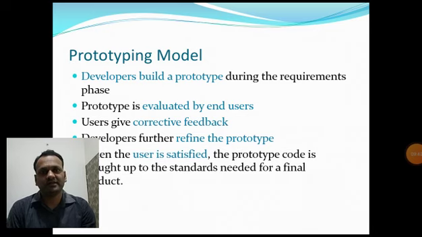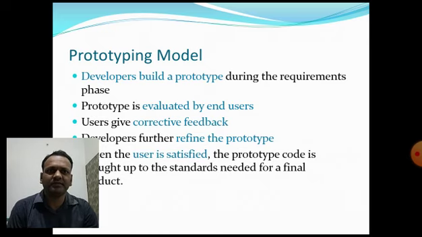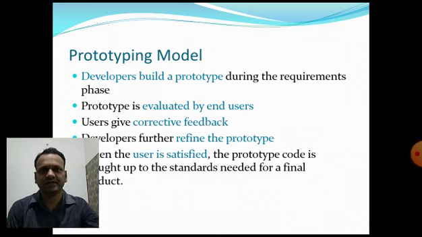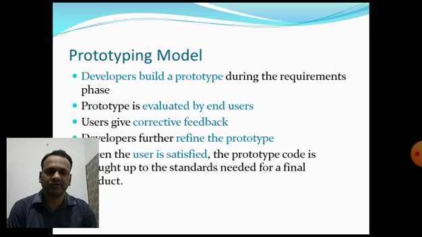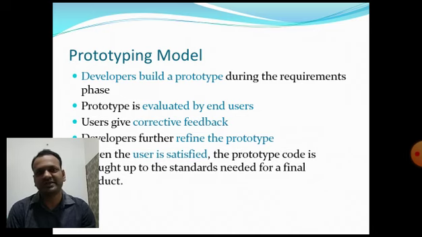Like the V-shaped model, another model for software development is the prototyping model. The prototyping model is nothing but a structure for a software project. In the prototyping model, developers try to build a prototype of a particular software during the requirement phases, because a number of phases are available in the prototype model also. At the same time, we develop a prototype first as per the given requirements. The prototype is evaluated by the end user, because we build a first prototype. Because of that, the end user must evaluate whether the prototype meets his expectations or not.